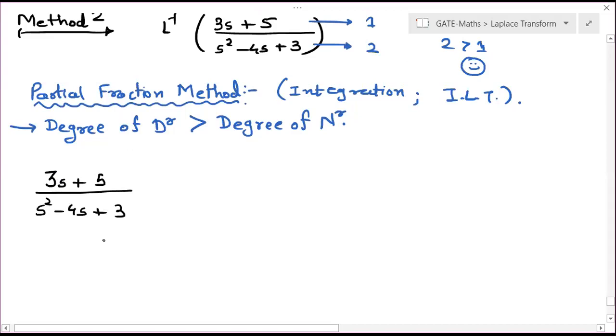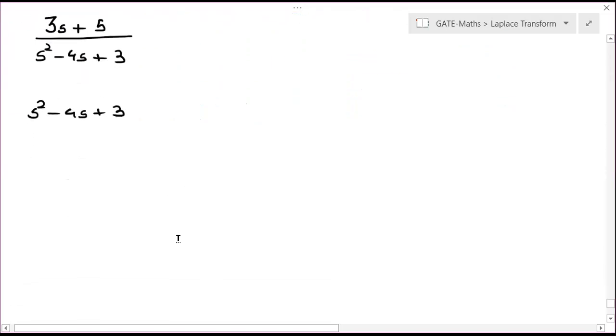Your first step for partial fraction is just to factorize its denominator. Right? Just try to factorize its denominator first. Now how can you find its factors? This has 3 terms, right? So this is called the splitting the middle term method.